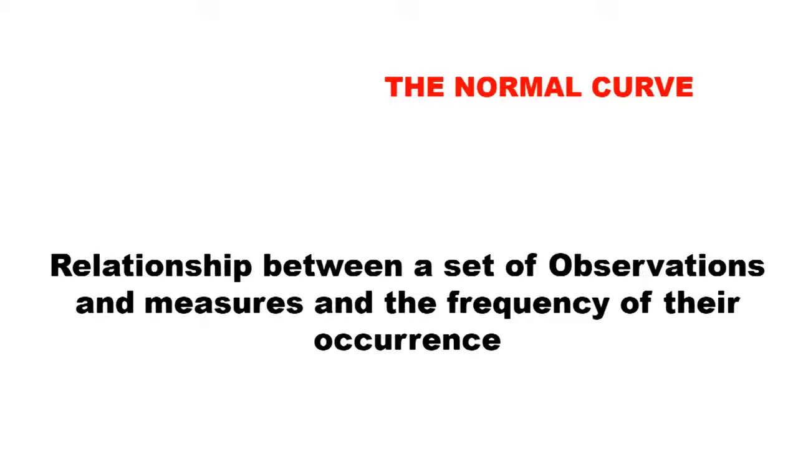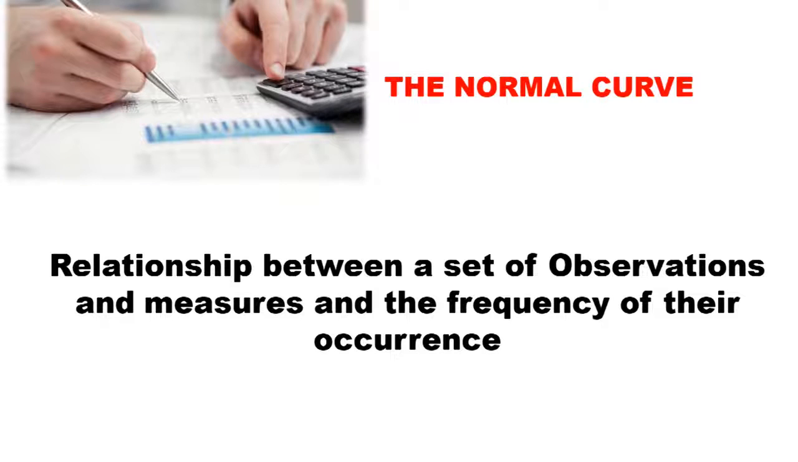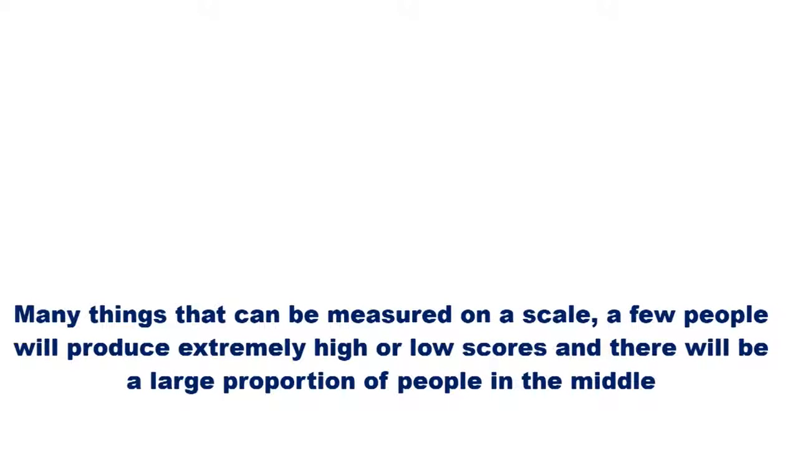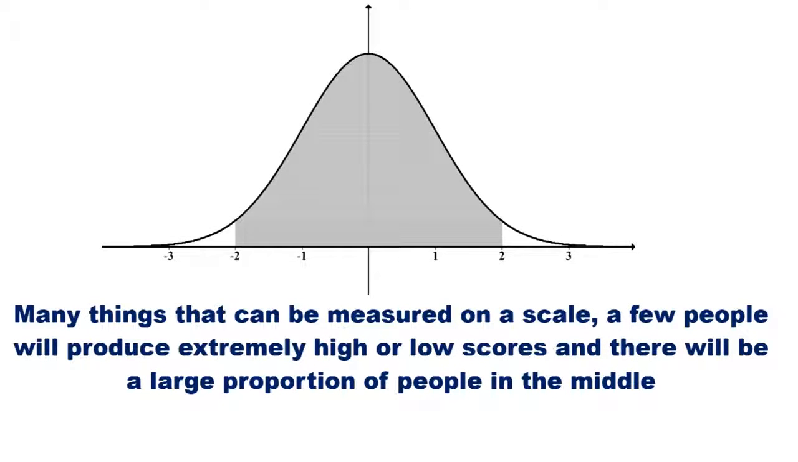This describes the relationship between a set of observations and measures and the frequency of their occurrence. It indicates that on many things that can be measured on a scale, a few people will produce extremely high or low scores, and there will be a large proportion of people in the middle.